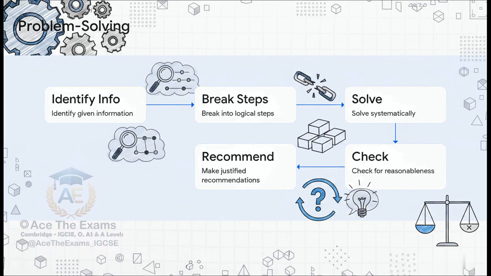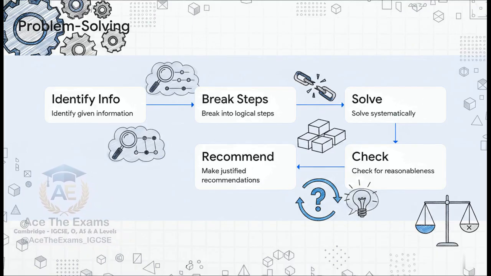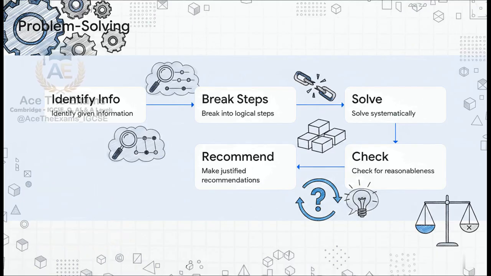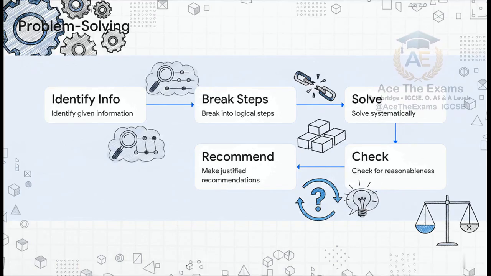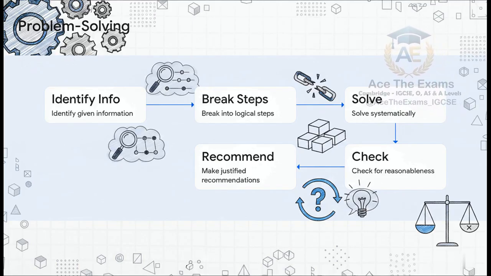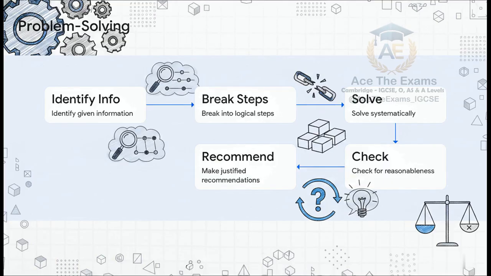Then, solve systematically. But here is the critical pivot. You do not stop there. You must check your results for reasonableness. Is this answer actually logical in the real world? Finally, make justified recommendations. If you need to compare different statistical approaches, use comparative language and support every single claim with hard mathematical evidence. That is how you close the deal.